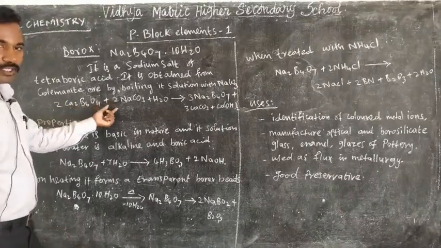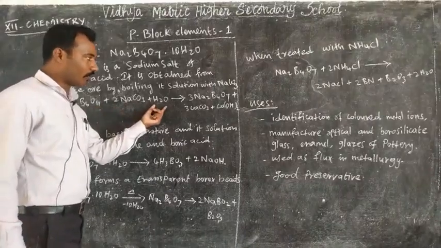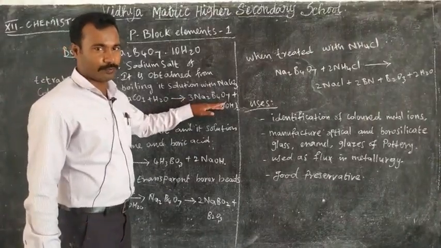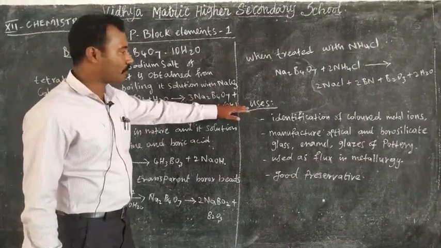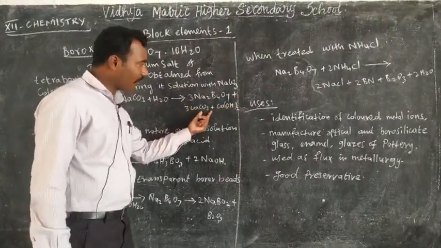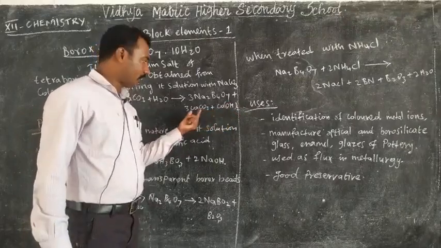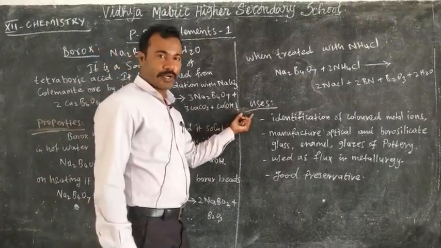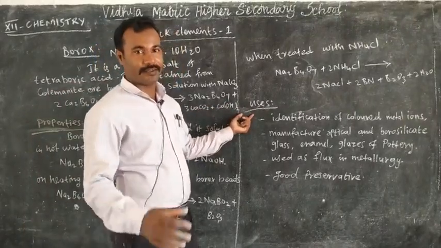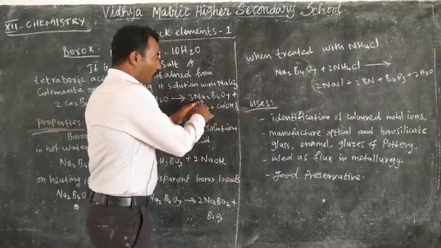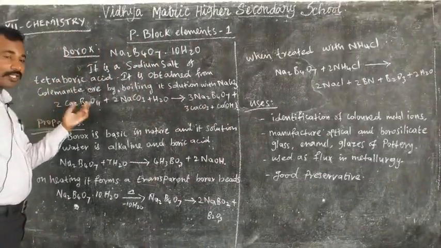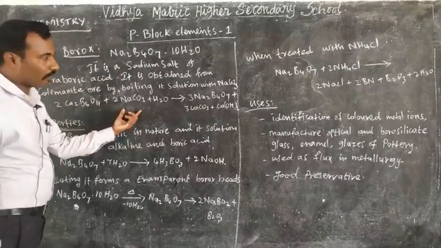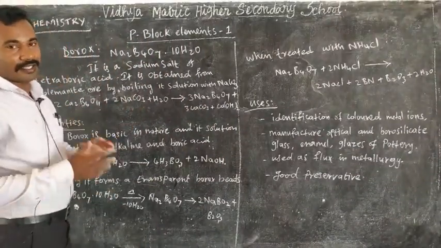Ca2B6O11 and sodium carbonate and water molecule give borax, that is Na2B4O7, and calcium carbonate, CaCO3, and calcium hydroxide, Ca(OH)2. We are getting borax from colemanite ore by passing sodium carbonate. Okay. They are asking 2 more questions.